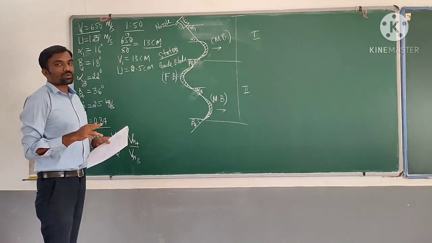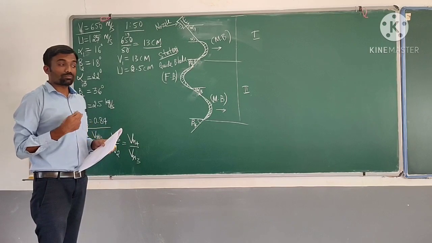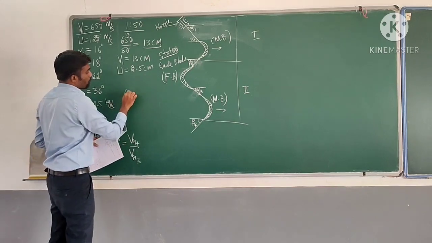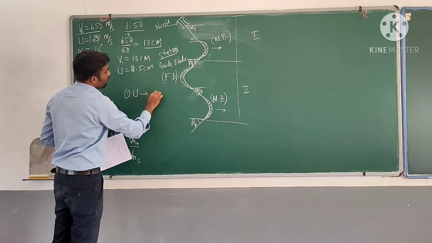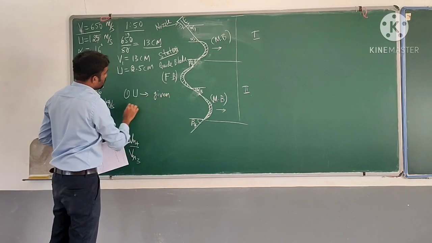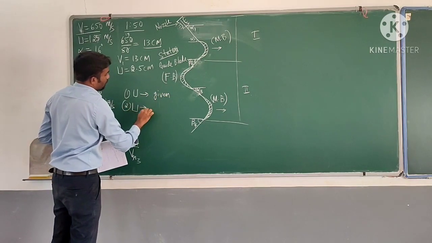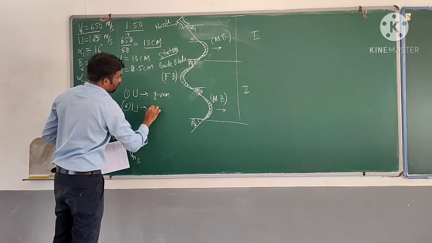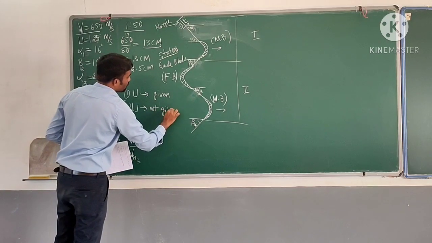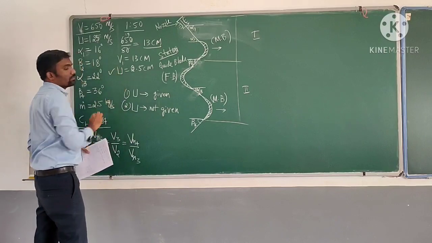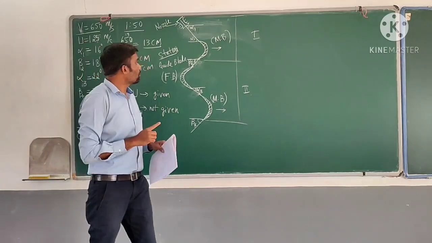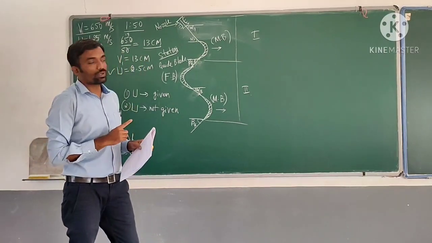Usually there will be two types of problems in case of steam turbines, in case of multi-stage. The first type is U will be given. The second type is U will not be given. So this is the type where U is given. So in this we have to follow this procedure, which I will be showing you now.